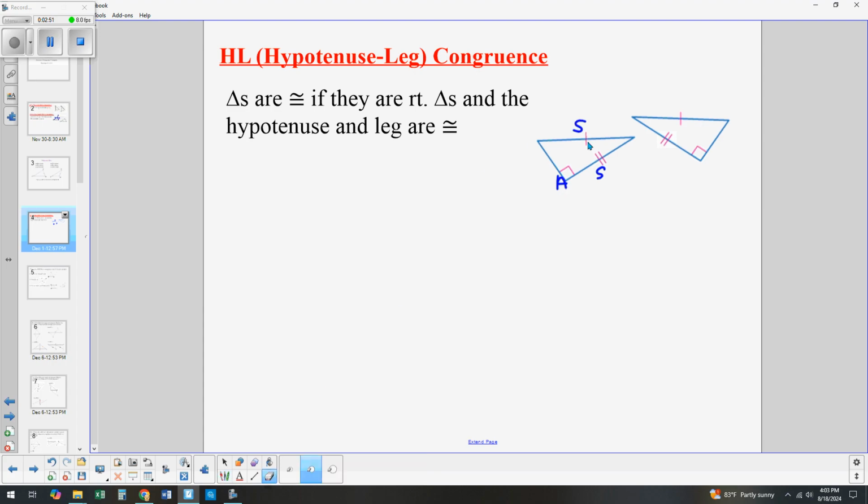So instead, if that's what happens, we're looking more at it as the side across from the right angle is the hypotenuse, and one of the other 2 sides is a leg of that right triangle. So this would qualify as HL. Not all right triangles need to use HL for their congruence, but only right triangles can be used with HL congruence.